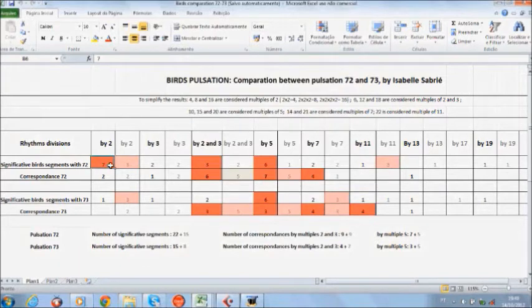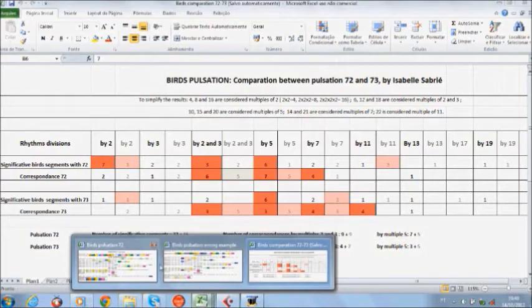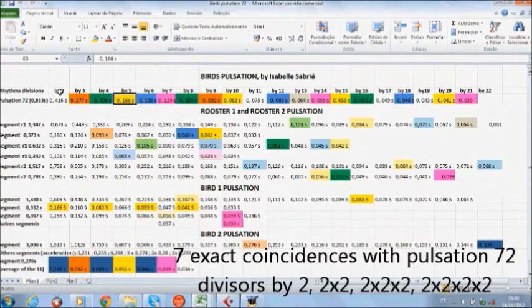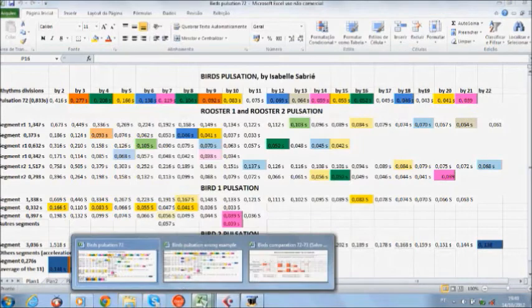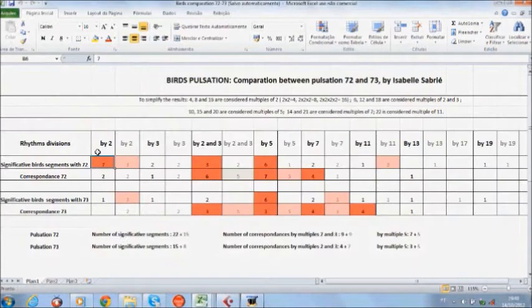We see significant bird segments with pulsation 72. We see 7. Why? It's because in the first one, we see that on position division by 2, we have 2 plus 3, 4 plus 5, 6 plus 7. So that's why we have written 7 here.